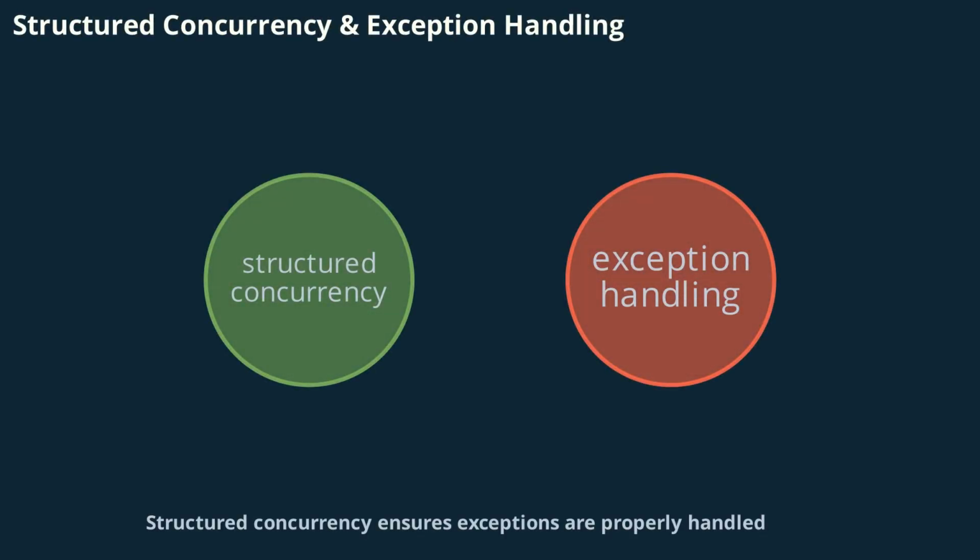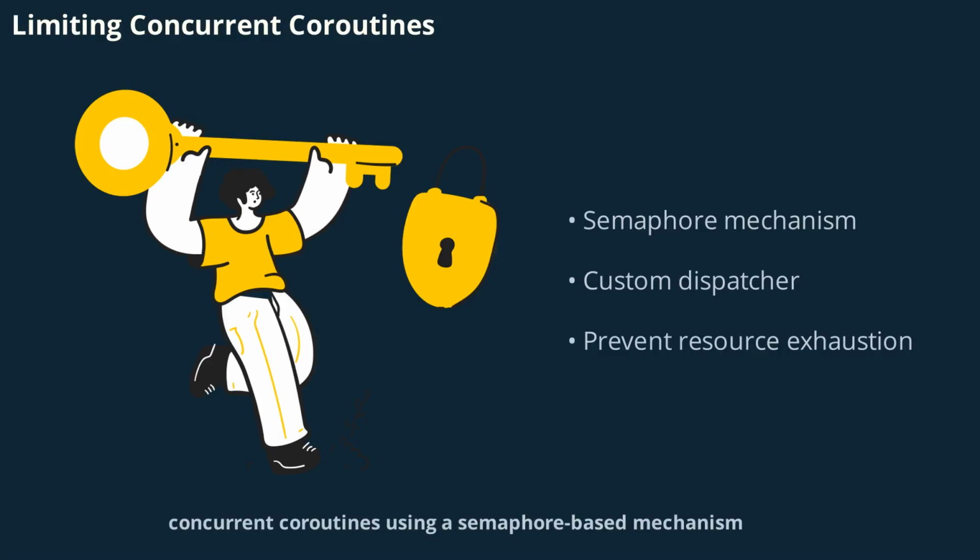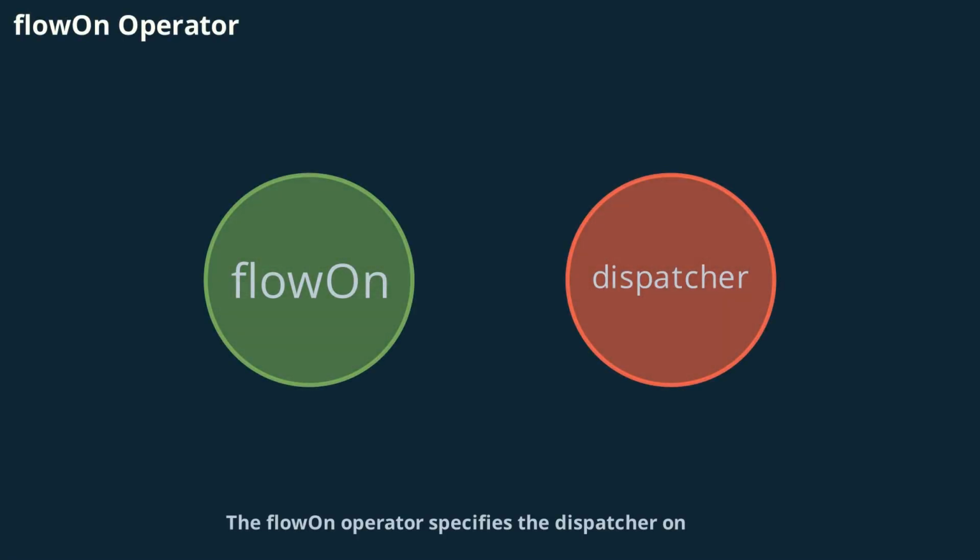Structured concurrency ensures exceptions are properly handled within the context of the parent coroutine. If an exception occurs in a child coroutine, it is propagated to the parent, allowing for centralized exception handling and cleanup. You can limit the number of concurrent coroutines using a semaphore-based mechanism. By using a limited-size semaphore or a custom coroutine dispatcher, you control how many coroutines run at the same time, preventing resource exhaustion.